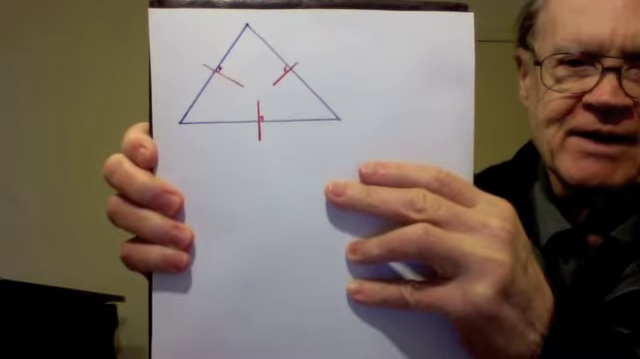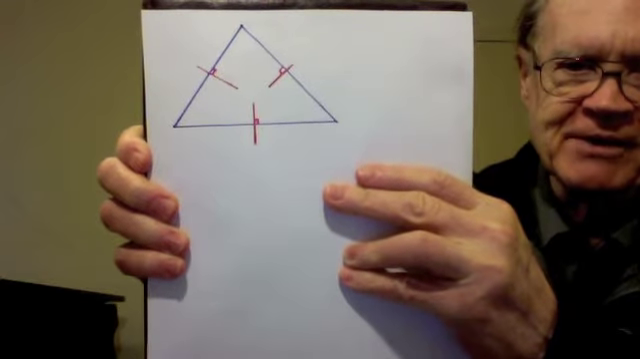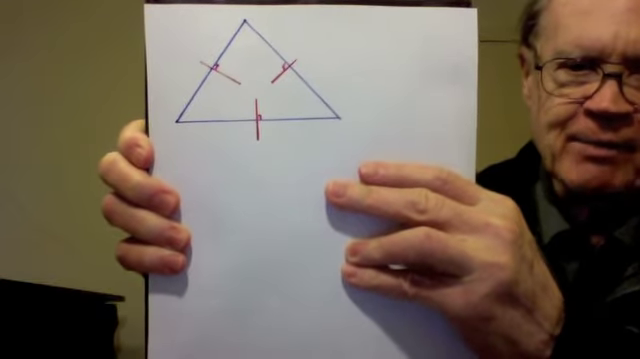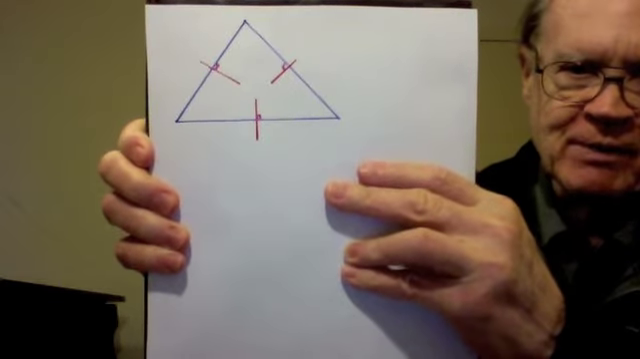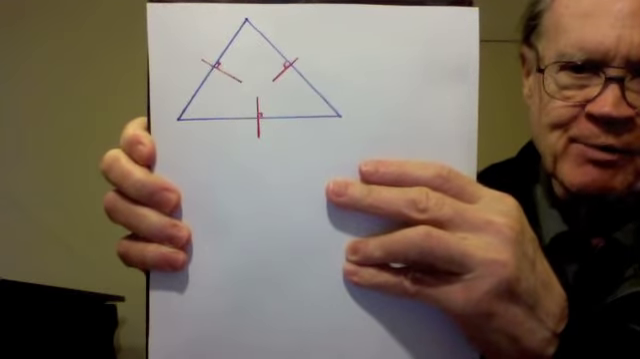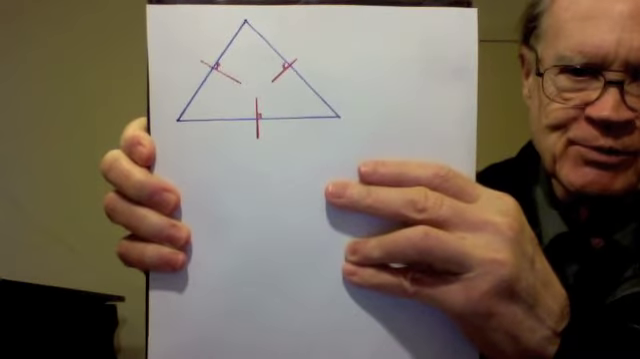Some of the geometry students whom I tutor are currently studying perpendicular bisectors of the sides of a triangle. Here's a triangle, and I have indicated the perpendicular bisectors in red. Each one of them makes right angles with its side, and each one of them splits its side into two equal parts. That's what perpendicular bisectors do.